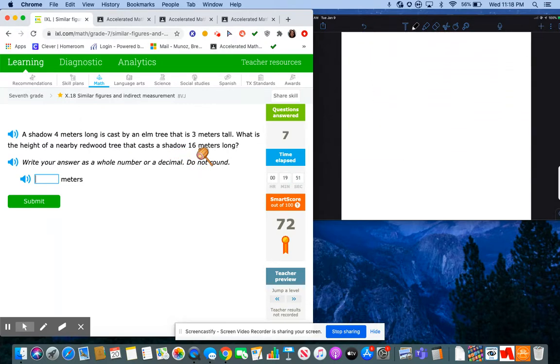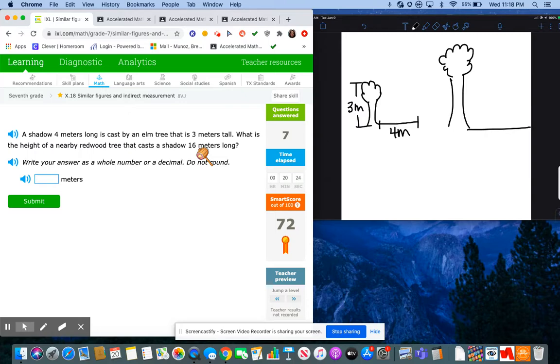So there are two little trees here, right? One little tree says that it's casting a shadow that is 4 meters long, and this baby tree is 3 meters tall. And then it says that a nearby redwood tree, we're going to assume is taller because the shadow for this tree is longer. This is 16 meters, right? And we need to figure out the height of this redwood tree.